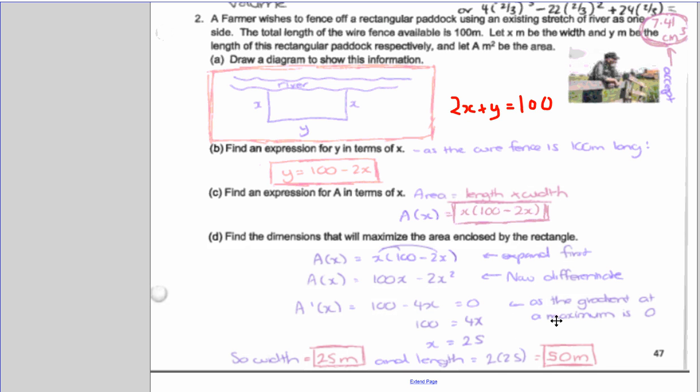So in case any of you don't have the volume on, let's write that here. 100 minus 2 times 25. See, 100 minus 2 times x, 100 minus 2 times 25, which is 50 meters, same answer. So dimensions are the width is 25 meters and the length is 50 meters, and that will give you a maximum volume if you do that.